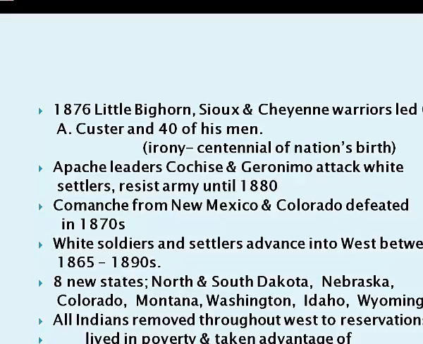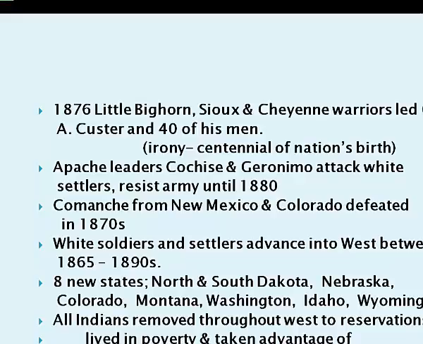Cochise and Geronimo attacked white settlers and resisted Army units until well into the 1880s, and they finally surrendered. The Comanche, who had dominated other Indian tribes in New Mexico and Colorado, fell to American power in the 1870s. This resistance only temporarily delayed the advance of the white soldiers and the settlers and the miners. It was a battle that was a foregone conclusion.